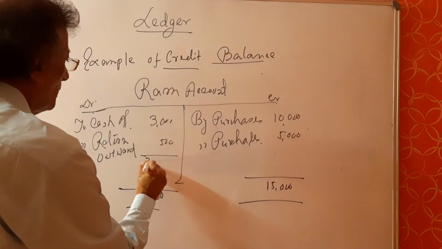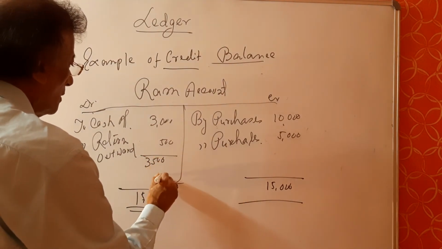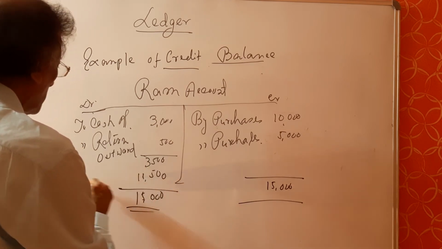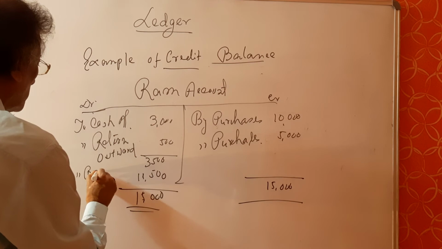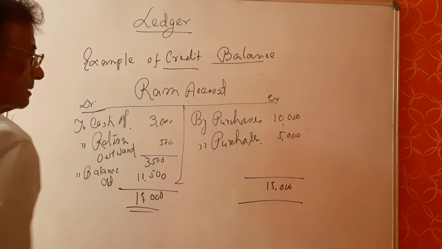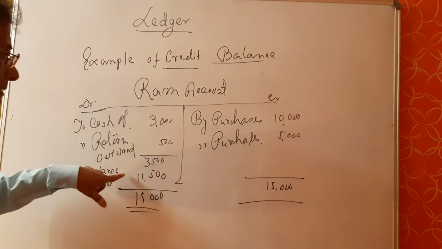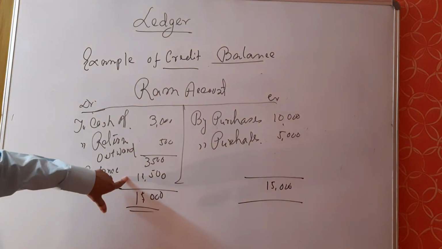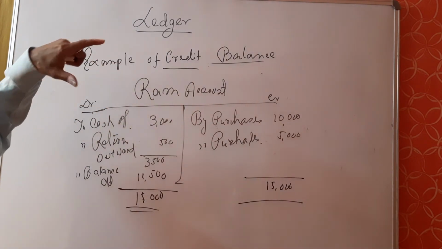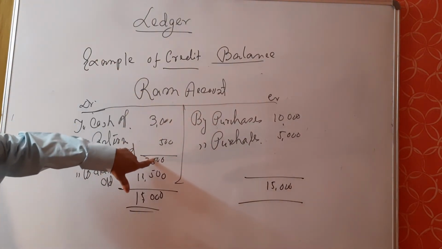The total of debit side is 3,500, so the difference is 11,500. That is the difference between the two sides, which is called balance. As the credit side is higher than debit, it represents credit balance. So we have shown the example of one debit balance and one credit balance.